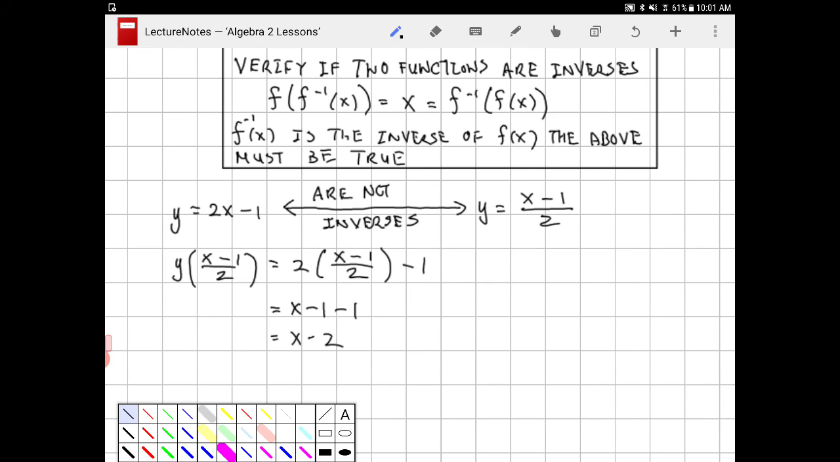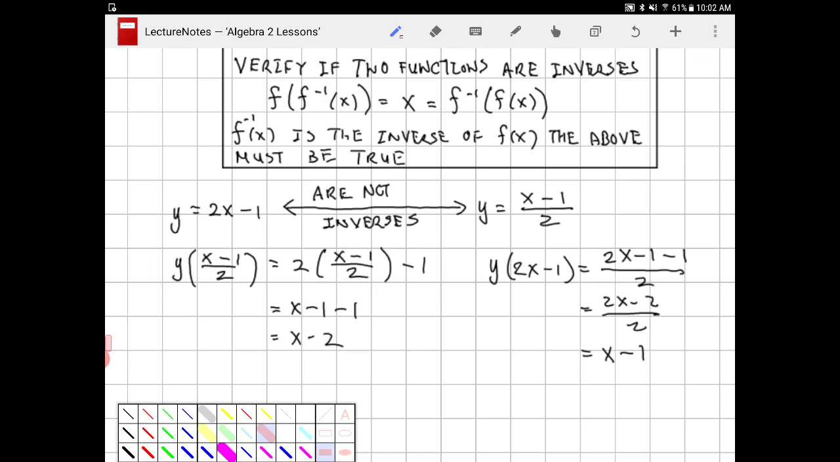Okay, if you were to substitute the other into the second, right, the first into the second, 2x minus 1, I'll end up with 2x minus 1 minus 1 all over 2. I'll end up with 2x minus 2 over 2. We'll end up with x minus 1 instead. Okay? So these two are not inverses of one another once again, okay, because they don't satisfy that identity.